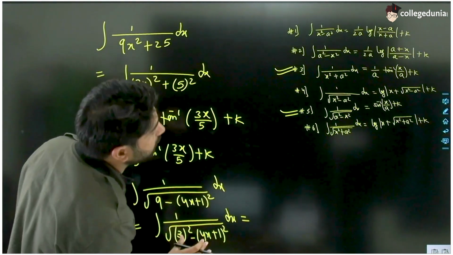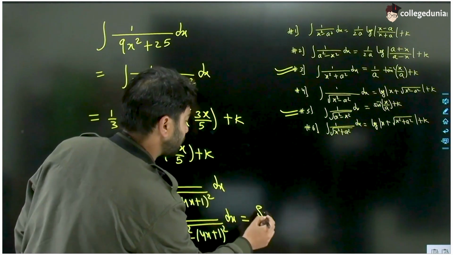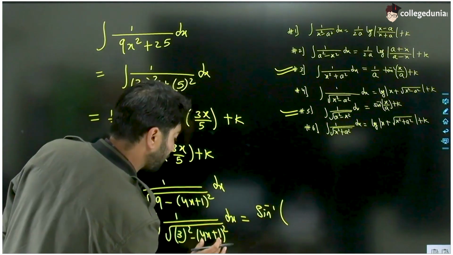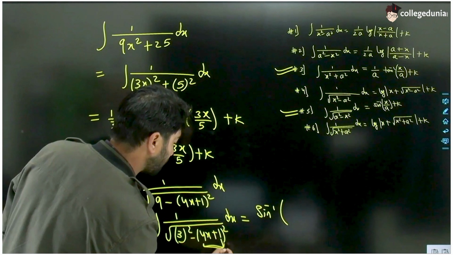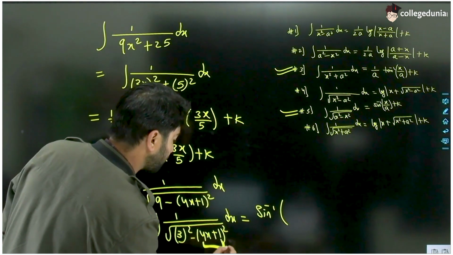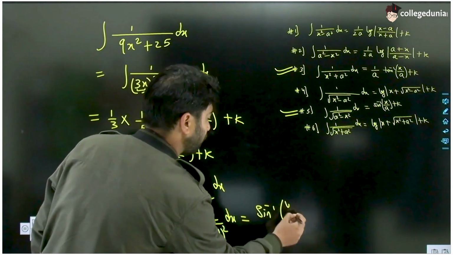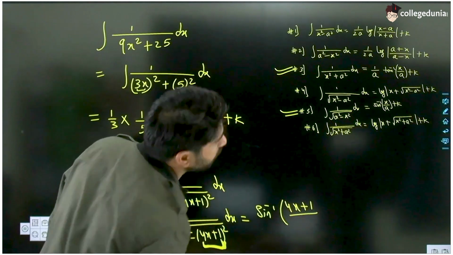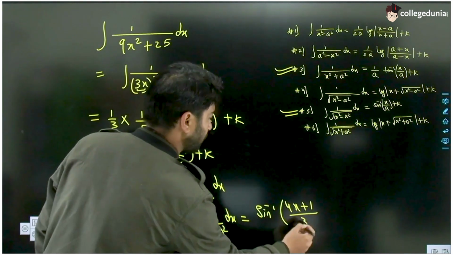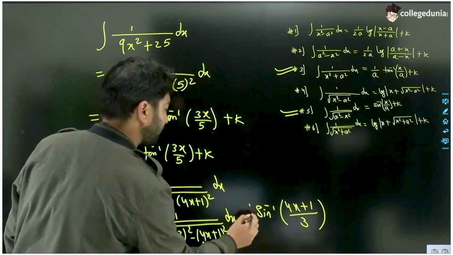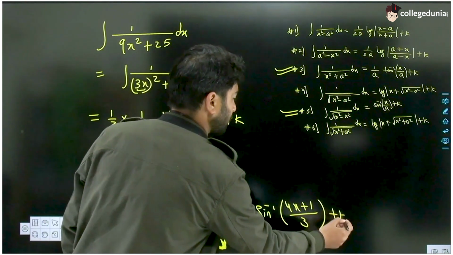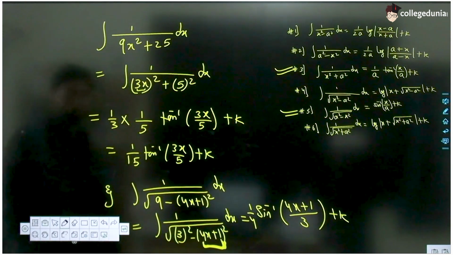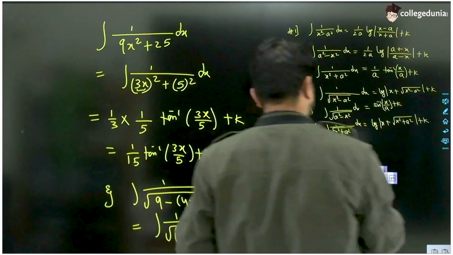So the formula is sin inverse x. This variable part, you can see this is a linear polynomial inside the bracket, right? So linear 4x plus 1 upon a, and a is 3, and the derivative of 4x plus 1 will be 4, so 1 by 4 plus k, right? So this is one type of question.